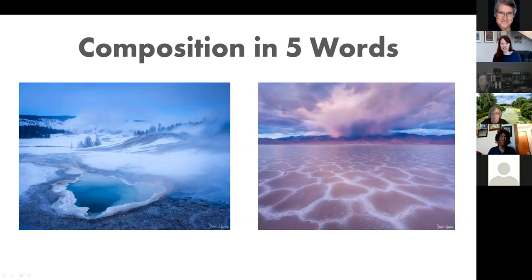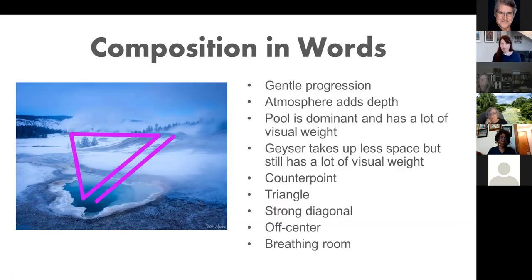Okay. Now that you've had a chance to think, I can share some of the words that I use to describe these compositions. In the first, I see a pretty gentle progression from the foreground to the background between the pool and then the middle geyser and then the back geyser. And I'll show these photos without the diagrams again, so you can see what I mean by all these things. The atmosphere of the steam helps add some depth. So the steam adds some layers. That's a compositional element that if the steam weren't there, you wouldn't have the same amount of depth.